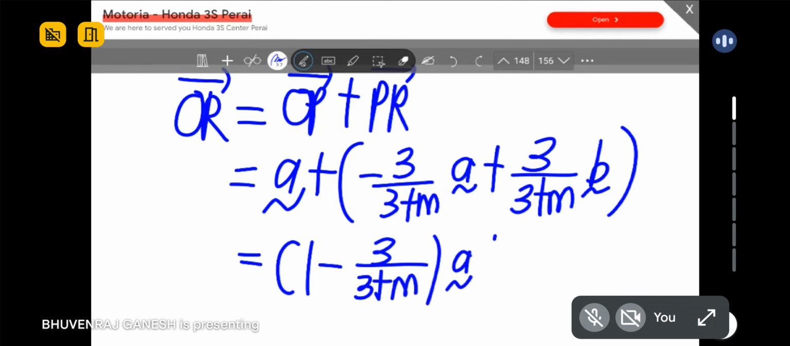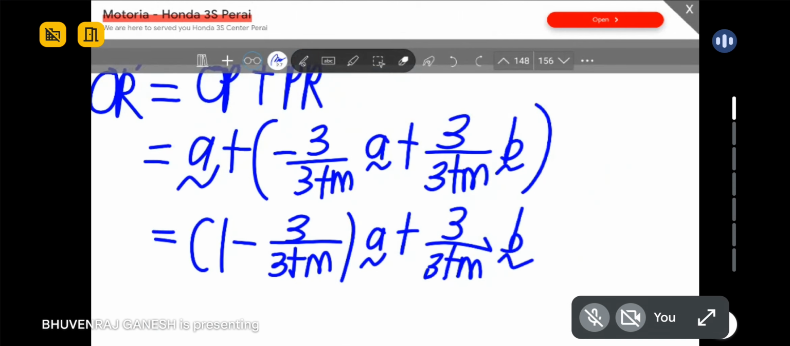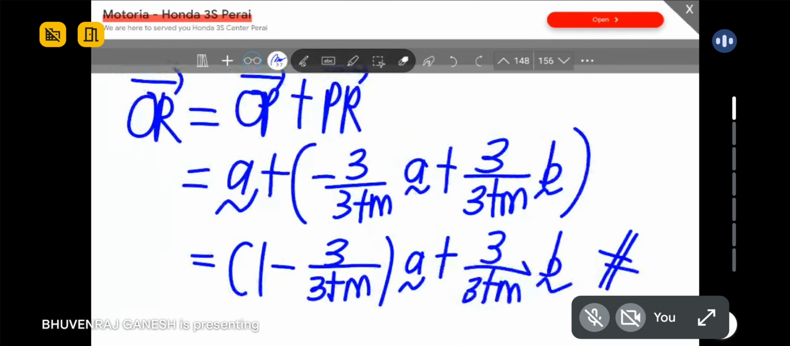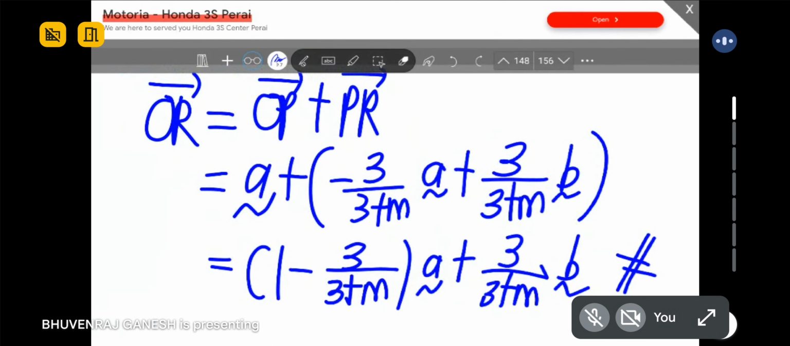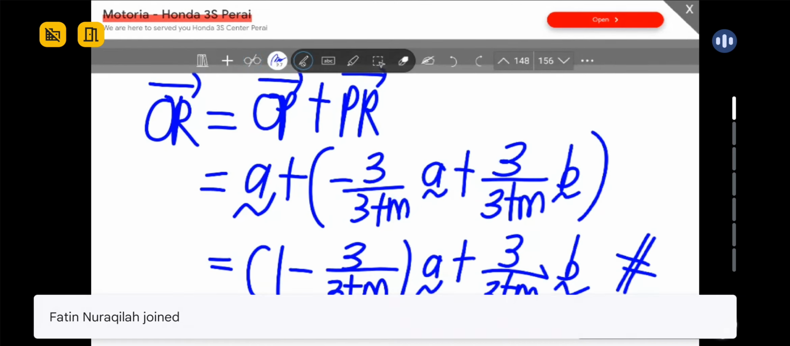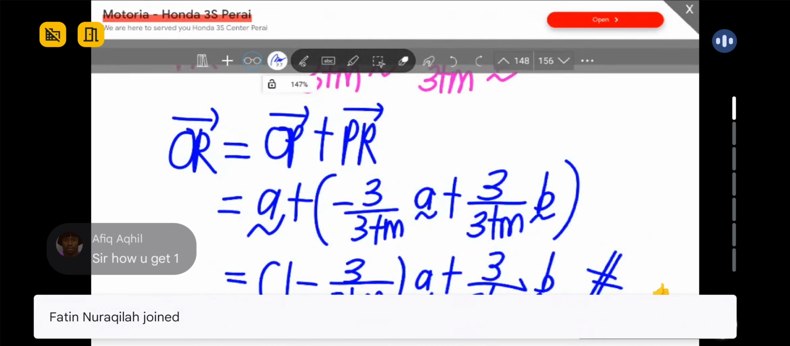A plus 3 over 3 plus M. B. Okay? Do you all understand, guys, the answer? Do you see the concept? Understand, all of you? No problems? If you have questions, please ask, guys. Kalau ada soalan, tolong tanya. Kalau tak ada soalan, kamu cakap faham lah. At least I know some feedback from you guys that you are okay.